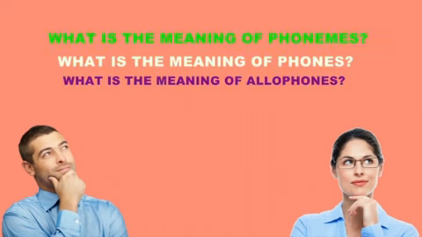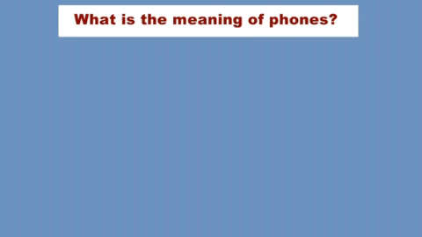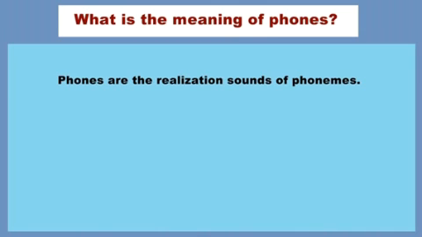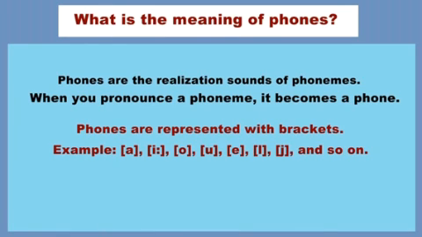The next thing that I am going to explain is about phones. Phones refer to the instances of phonemes in the actual utterances. They are the realization sound of phonemes. When you pronounce a phoneme, it becomes a phone. Phones are represented with brackets.